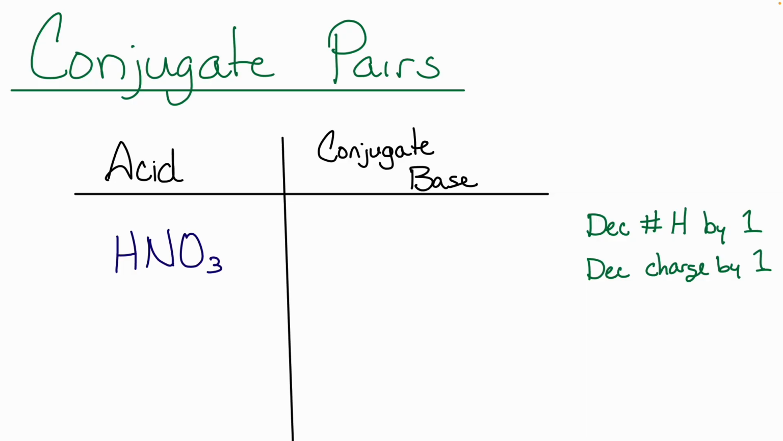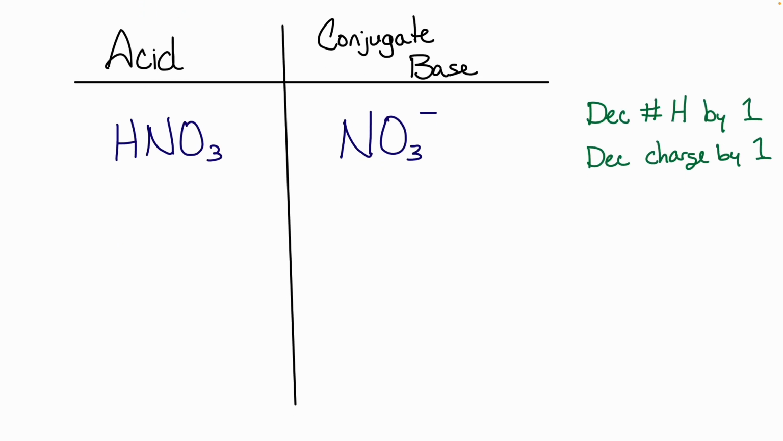So I took this formula of HNO3, I got rid of that hydrogen. It only had the 1, so I took it away. And it went from being neutral to having a negative charge, right? Decreased my number of hydrogens by 1, decreased my charge by 1. Okay, so now we're going to play this game here. I want you to give me the conjugate base of the following.